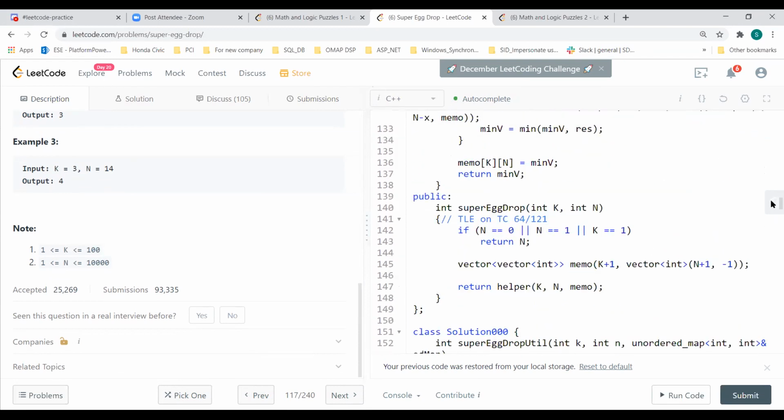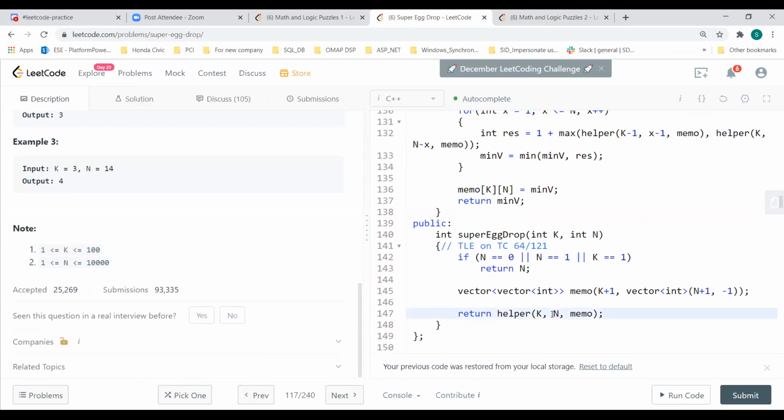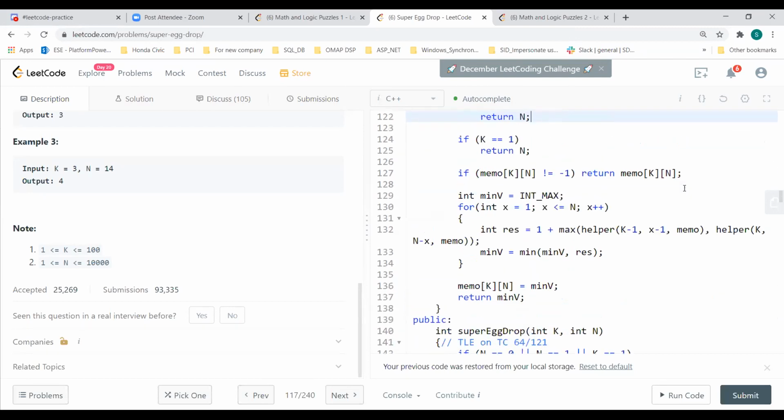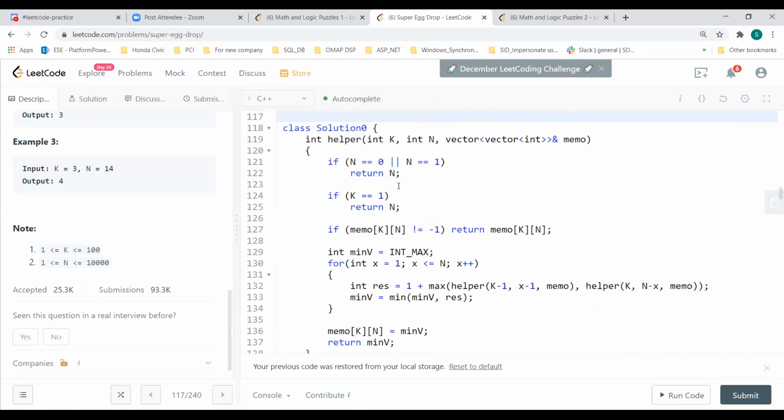So the first way to solve, with the top-down approach, was very simple, right? You have a memo here, and then I'm using this helper function where k is the number of eggs and n is the number of floors, and the memo is 2D. One dimension is for the k plus 1 eggs, and one is for the number of floors, right? So if we look at this helper function, when n is 0 or n is equal to 1, you just return n, that's true.